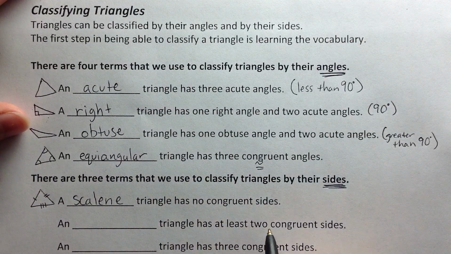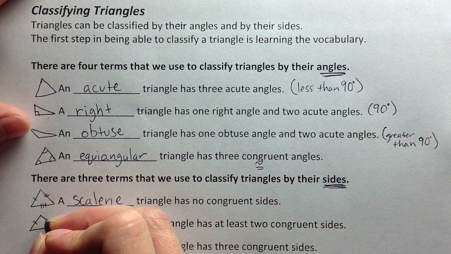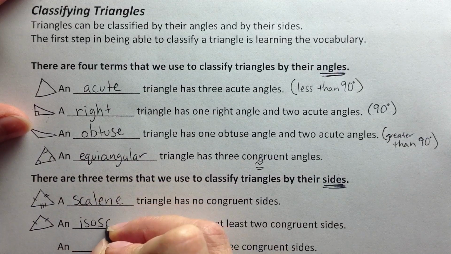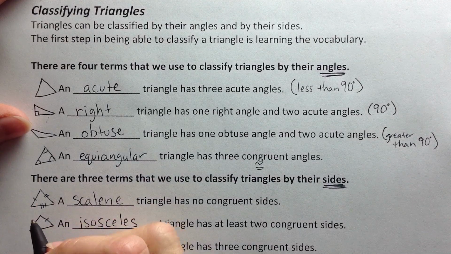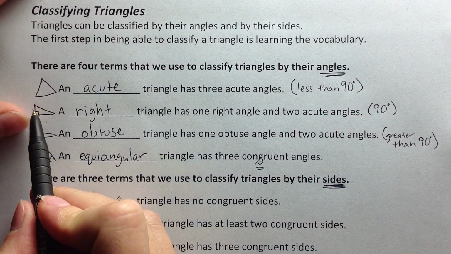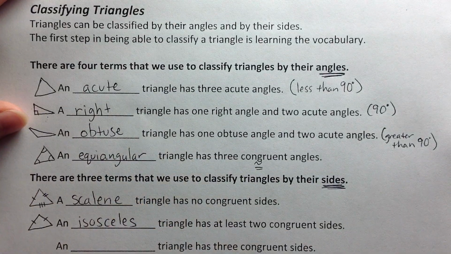If I have at least two congruent sides, so in a picture it might look something like this, that's called isosceles. Hopefully I'm spelling that right. And there is more vocabulary with isosceles that we'll talk about later, but the two sides that are congruent are called legs, just like in your right triangle. Those are called legs. And the non-congruent side is called a base.